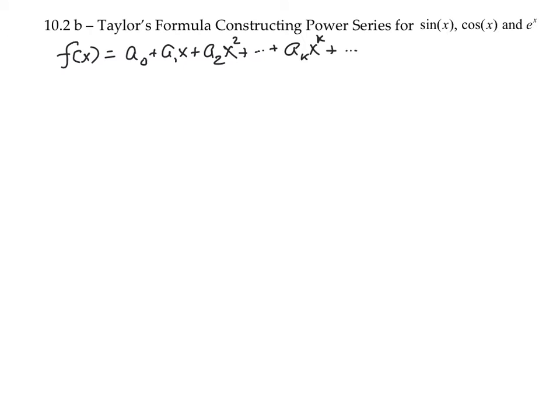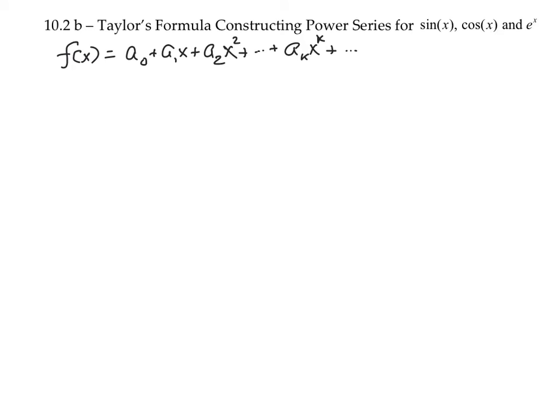Our desire is to find a polynomial, basically an infinite polynomial or a power series, a0 plus a1x plus a2x squared plus dot dot dot plus akx to the k plus dot dot dot, that behaves like some differentiable function f of x. And the way we approach this is kind of an extension of finding a linearization. We want to find a polynomial that matches f of x in that they both have the same value at 0. They both have the same first derivative at 0, the same second derivative at 0, and the same third derivative at 0, and so on.